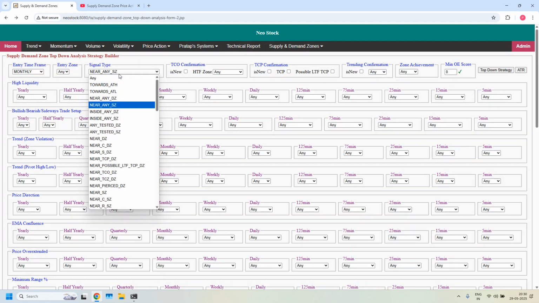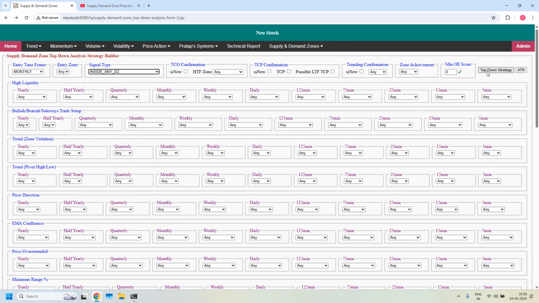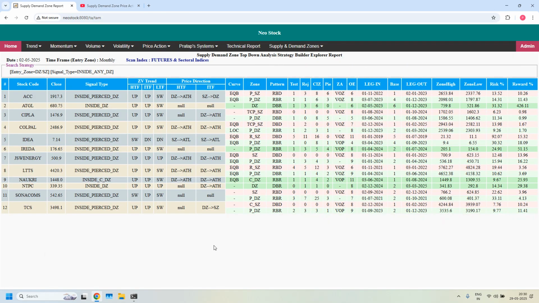Next, price closed inside the quarterly demand zone. We got 12 stocks, but we can further filter based on the EMA confluence. Price closed inside the monthly demand zone.